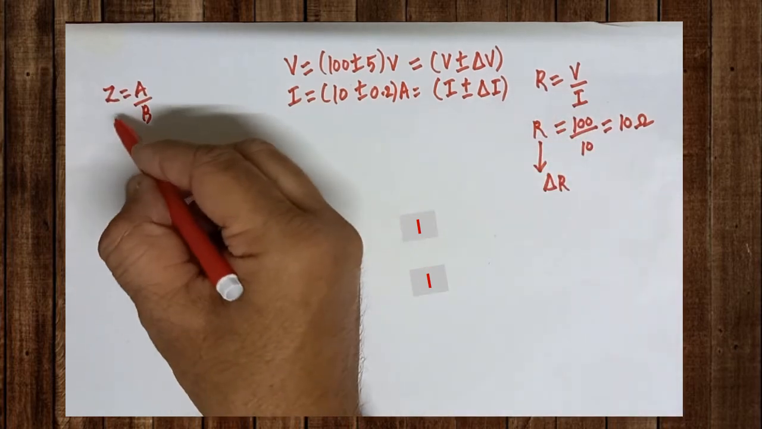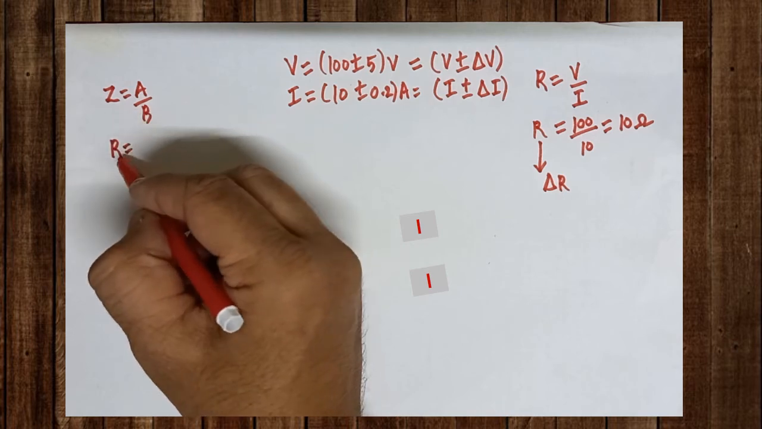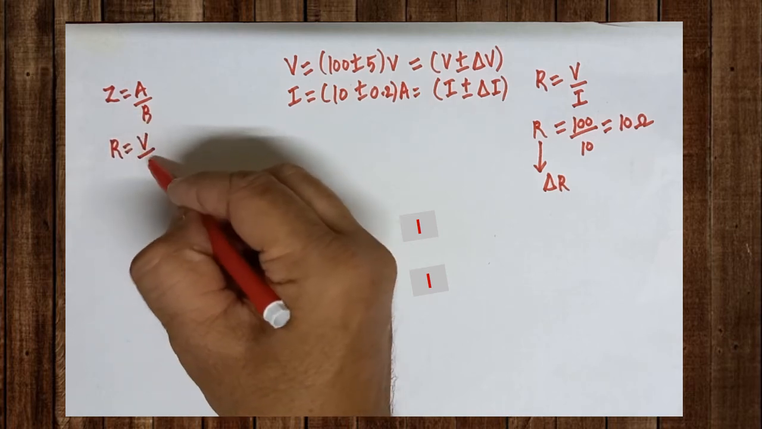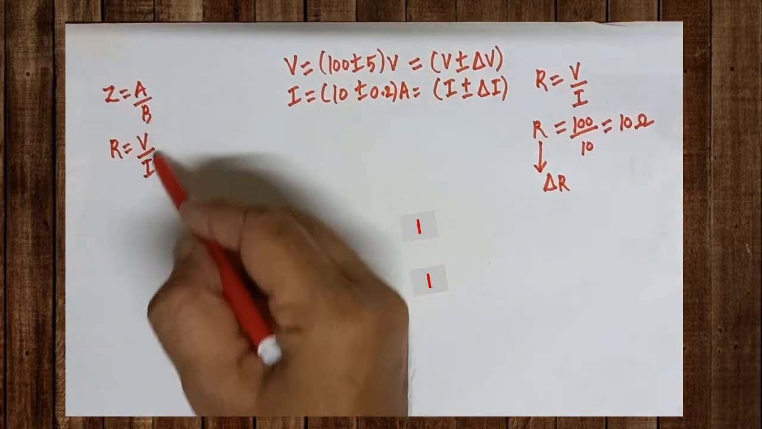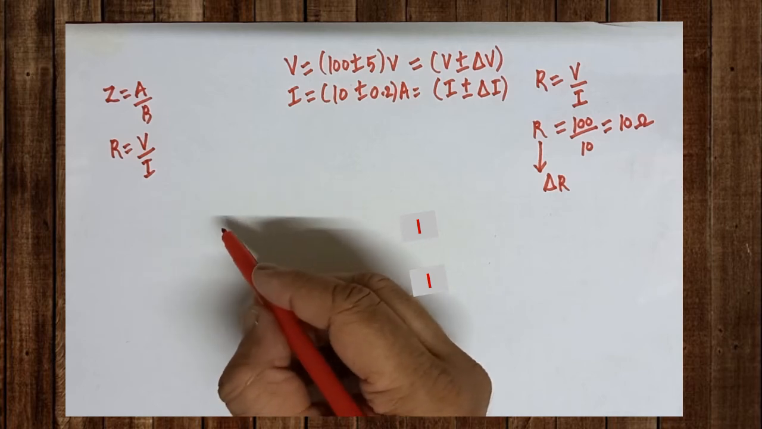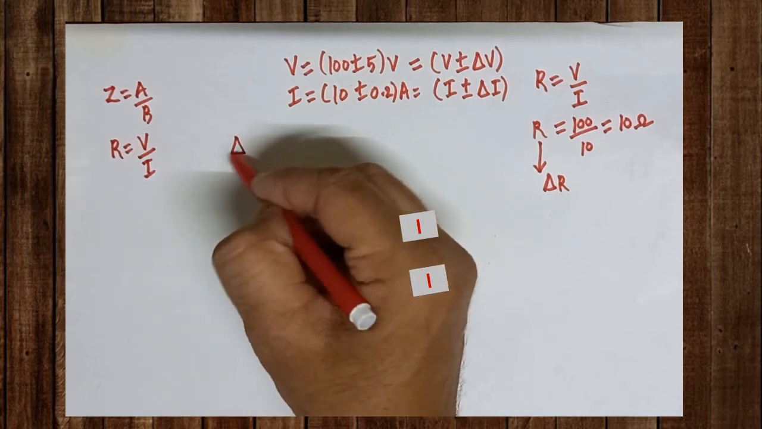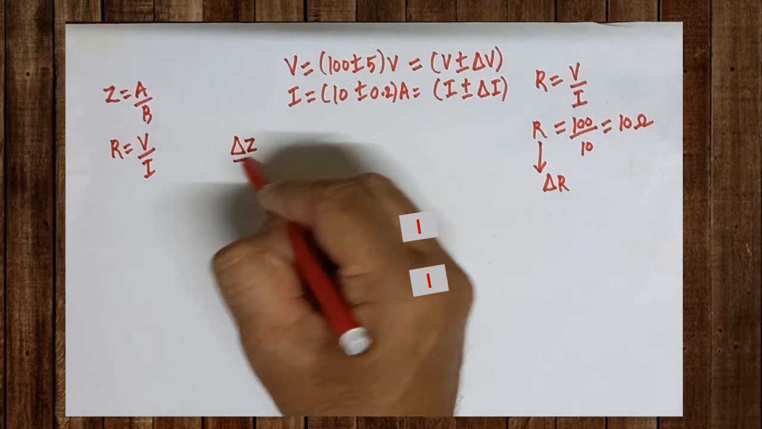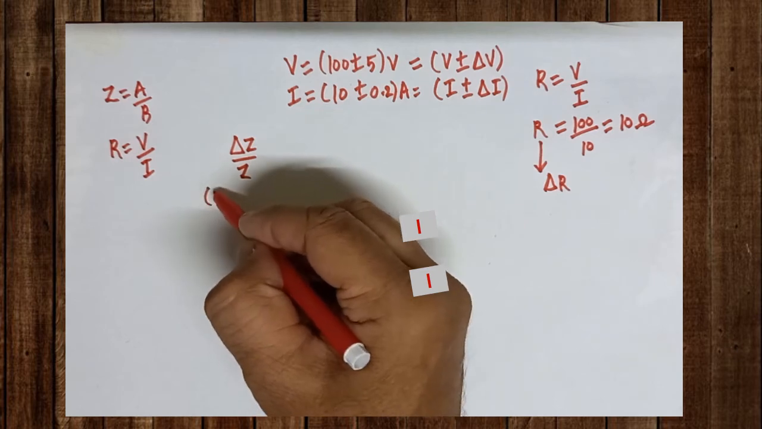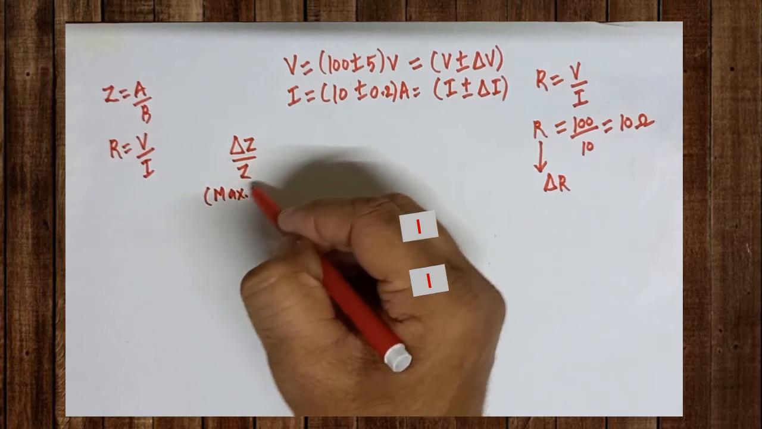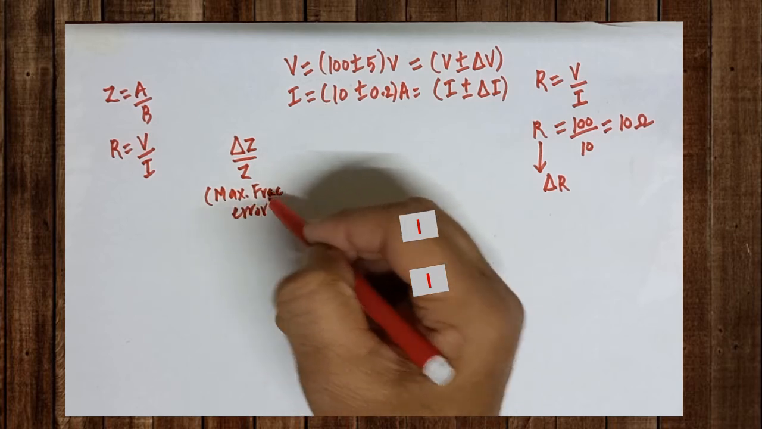In this problem, who is Z? R is nothing but Z. To get R, what we have to do? V to be divided by I. Could you understand this? So just compare the theory with this problem. Now we know the formula. To calculate the fractional error, which formula was used? Del Z divided by Z. That formula was used. This is called the maximum fractional error. This is the formula.